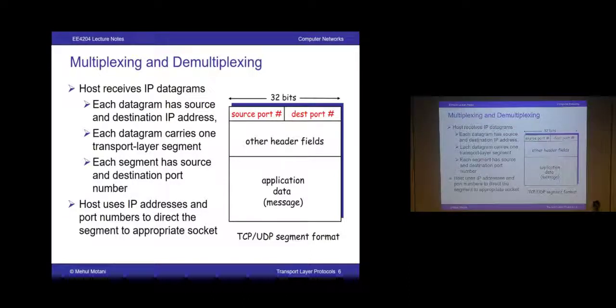And this is done at runtime. When you run a process, the operating system automatically assigns it. Now in your lab, you're going to have to open up a socket, a TCP socket, and you probably have to assign a port number. So this is the port number.